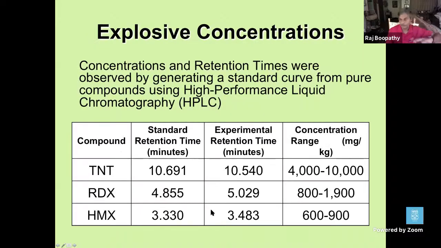This is almost 16,000 acres. If you look at the TNT contamination, it's 4,000 to 10,000 milligram per kilogram of soil. The lowest range was 4,000, the highest was 10,000. The RDX is 800 to 1,900 milligram per kilogram. HMX is 600 to 900 milligram per kilogram. This is the actual concentration of these explosives in this soil. The Army wants to bring TNT to below 200, RDX to below 50, and HMX to below 20. That's their goal before they can handle it.